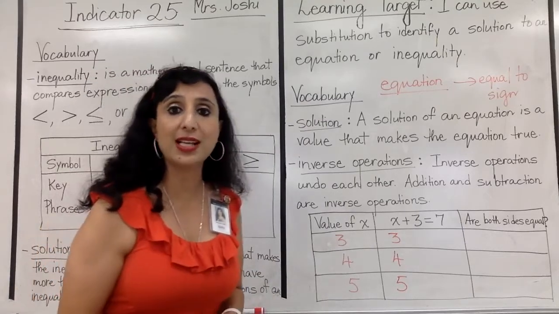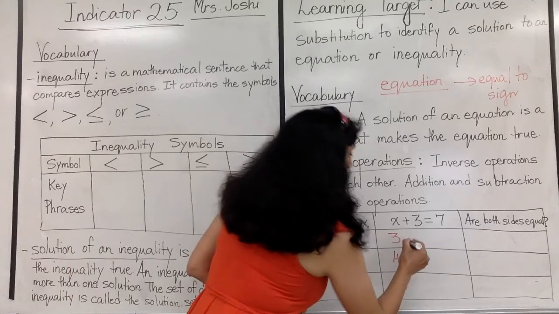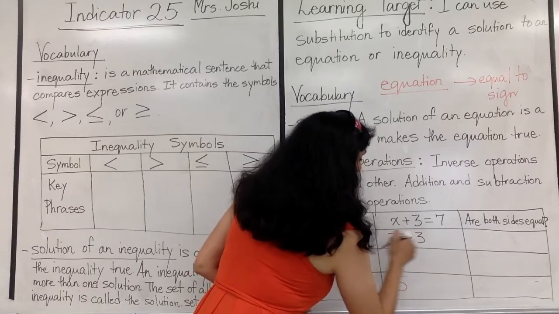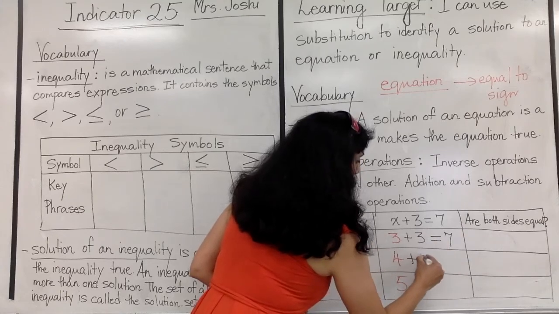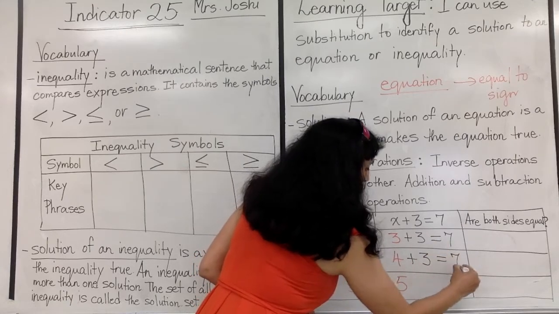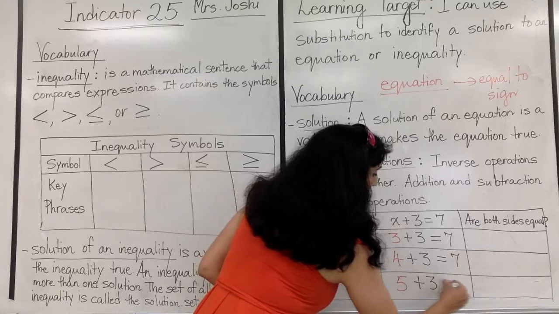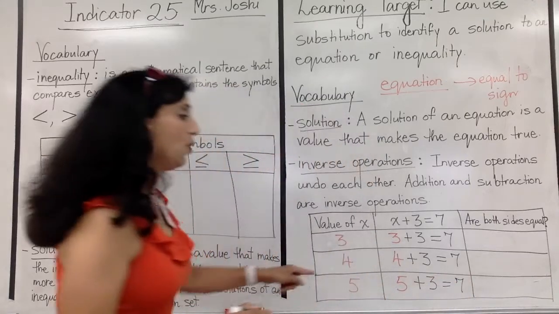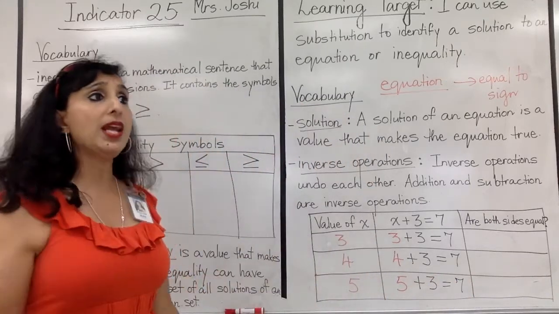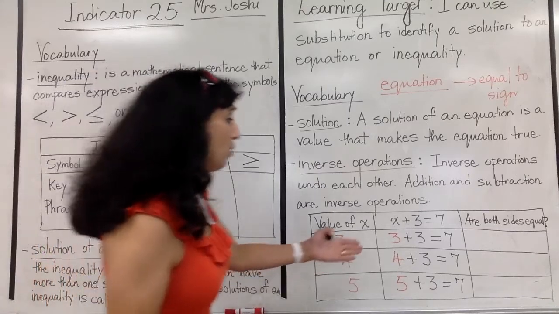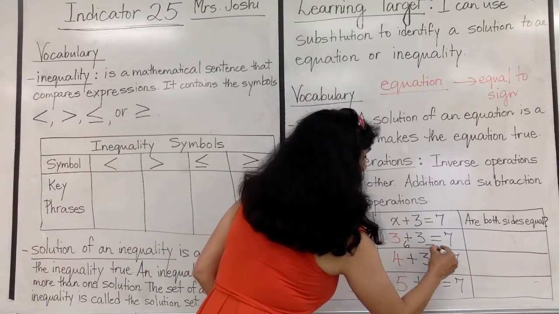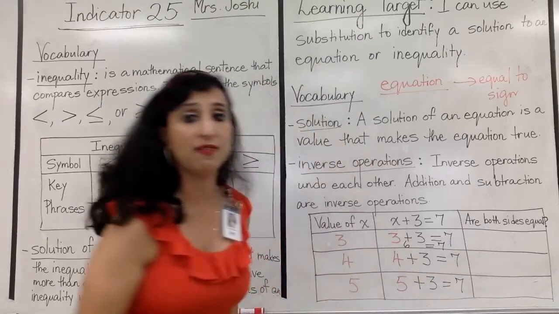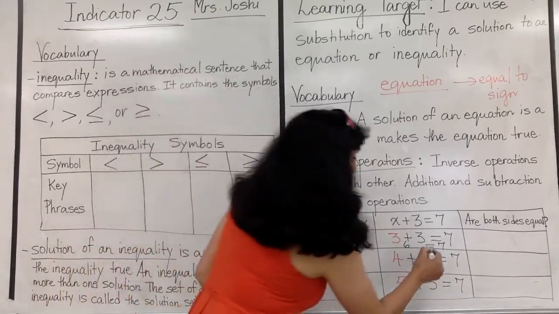So I've just substituted that value. And my equation is x plus 3. So I'm saying 3 plus 3, because x plus 3 is equal to 7. 4 plus 3 is equal to 7. 5 plus 3 is equal to 7. So you can see what I have put over here. Now, here's the thing. What is 3 plus 3? 3 plus 3 is 6. How can 6 be equal to 7? It is not. So this is not correct.